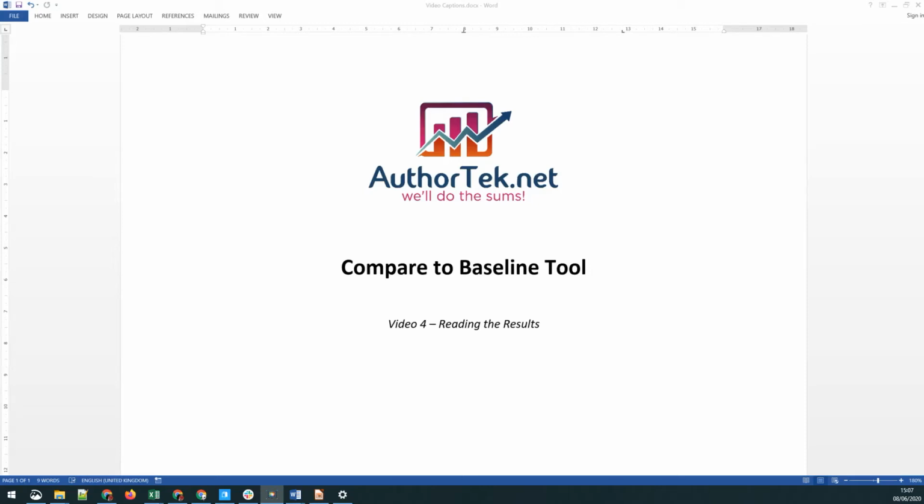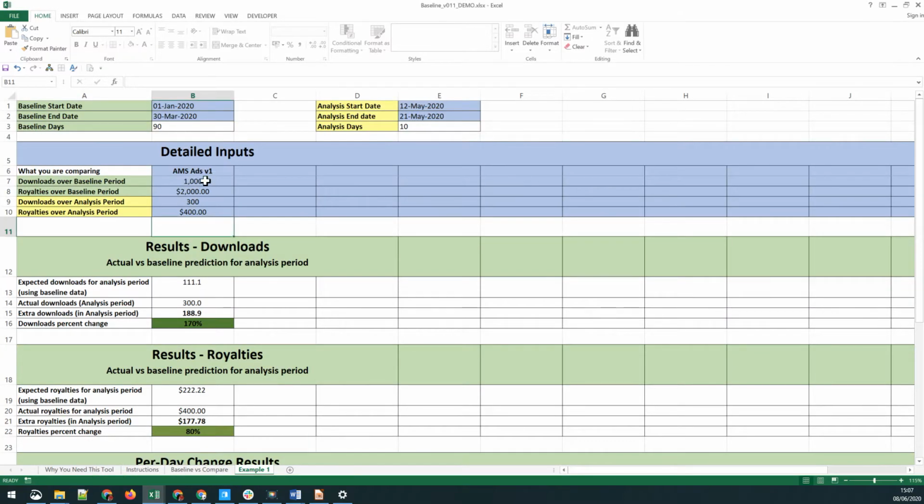Welcome to video 4 on the compare to baseline tool, and this is where it gets exciting. This is where we actually get the results out at the other end. So we're going to use the same sheet we were updating in video 3. You can see here we've gone for a period of 90 days for the baseline and 10 for the analysis.